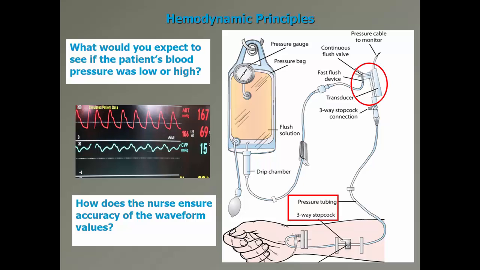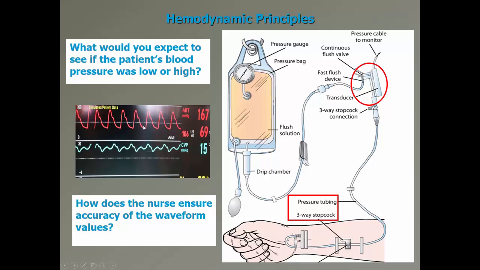So what would you expect to see if the patient's blood pressure was low, or what would you expect to see if the patient's blood pressure was high? Well, obviously a low blood pressure is going to mean that there's a very weak wave that is moving through the arterial system. So you would see a very low pressure.